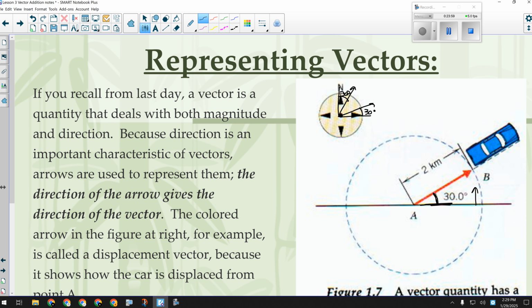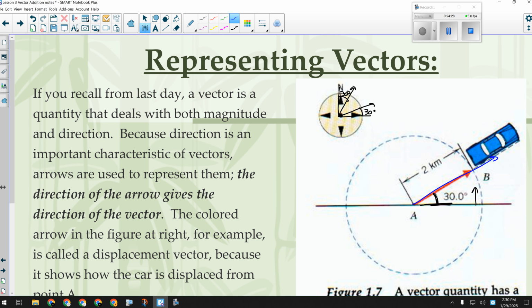All right, so we draw the arrow pointing whatever direction we're given. The other part of this is we use the length of the arrow to represent the magnitude. So a 2-kilometer vector is this long. A 3-kilometer vector would look like that. It would be longer. We use the length of the arrow to represent the magnitude of the vector we're given.